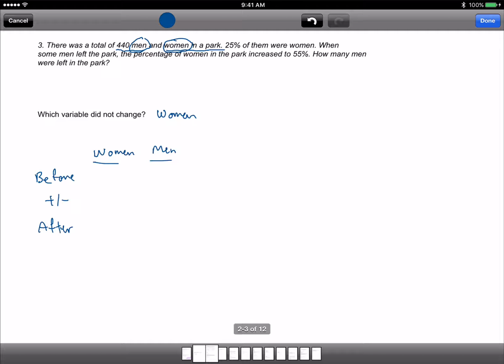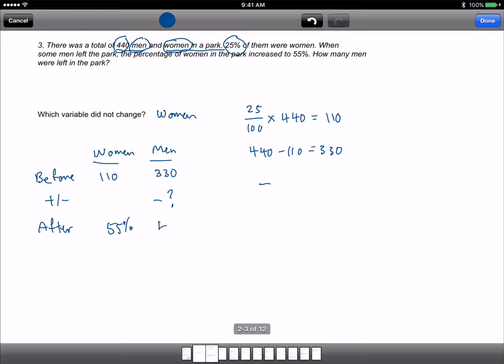So at first, there were a total of 440 men and women, and 25% of them were women. So I take 25 out of 100, multiply that by 440, that has got to be 110, which means that there are 110 women at first. Now since there are 110 women, there has got to be 330 men, because 440 take away 110 equals 330. So these are the numbers before. We were told that some men left the park. We do not know how many, but the percentage of women increased to 55%. So this became 55%.